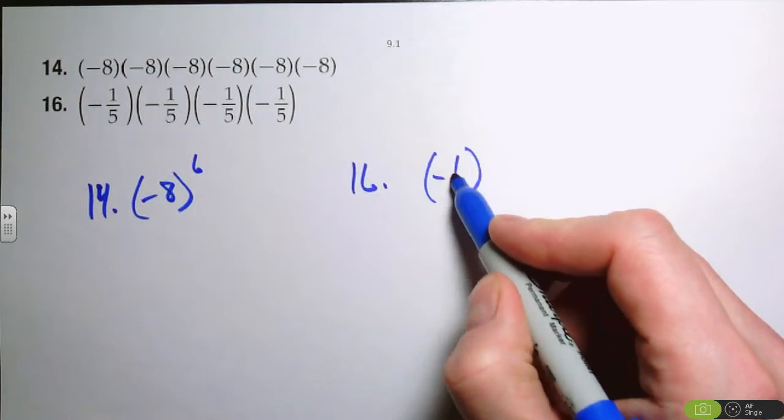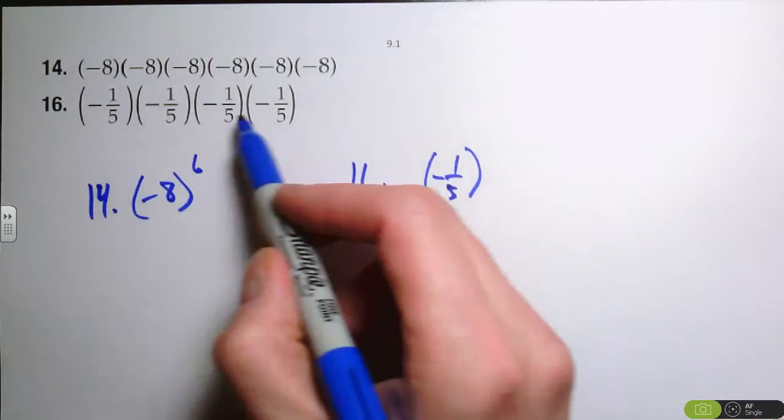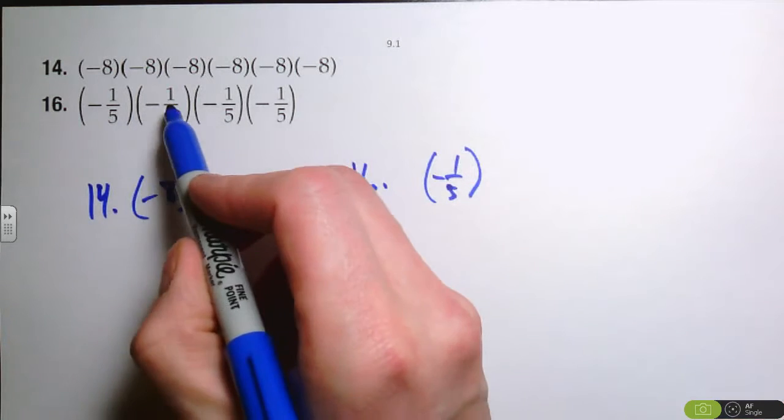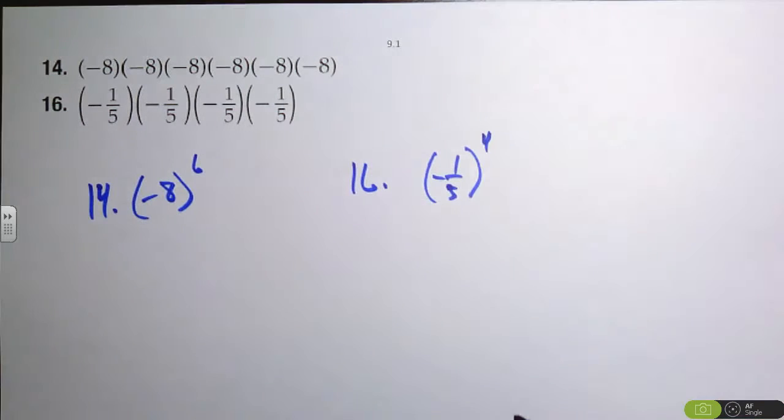16, same thing. Negative 1/5 is the base, and it's got parentheses around it, so keep it here. And then there are 1, 2, 3, 4, so 4 of them.